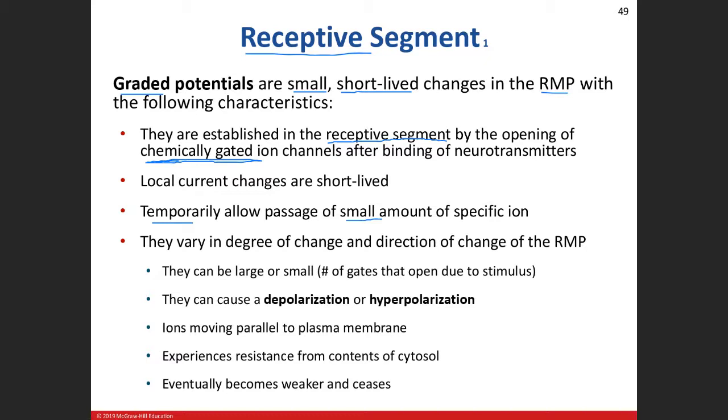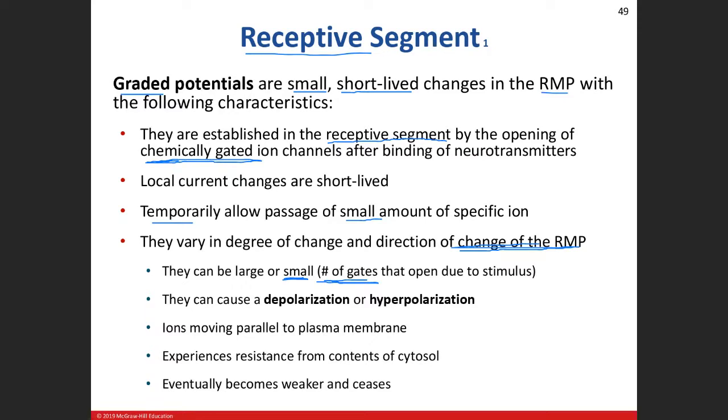A couple of characteristics of these graded potentials: yes, I said they're small, but we can affect how big. It won't be as big as an action potential, but we can make them bigger depending on the number of channels that we open up. If we only open up one channel, it's not going to be big. If we open up 10, we'll make it larger. The degree to which we change our resting membrane potential depends on the number of gates that we open up. A larger stimulus is going to open up more gates.